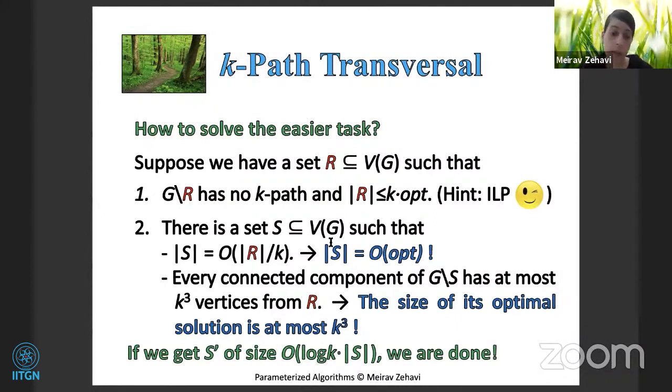So we would like to get a set S prime of size at most order log k times the size of this set S, which we don't know. This is just existential, and then our task will be done. Then we get a solution of the size that we want, a log k approximation, and it will have the property that every connected component has solution size at most k to the power of 3. So how do we get this set S prime?